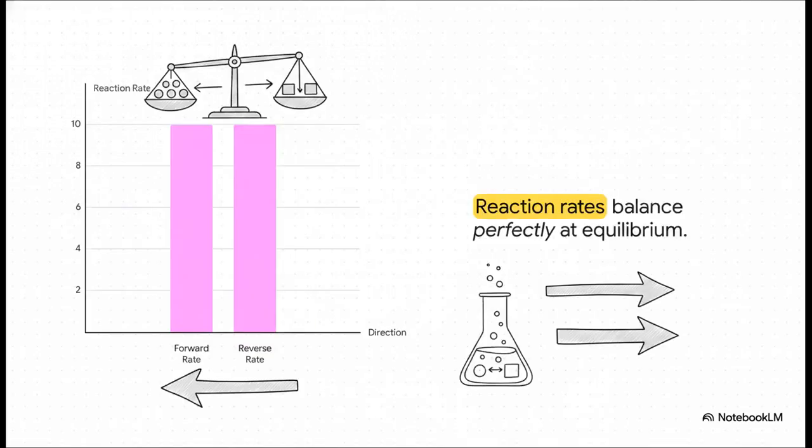And whether we're talking about physical phase changes or complex chemical reactions, the rule stays the exact same. The reactant levels just flatline once equilibrium hits. The forward and reverse reaction rates balance out perfectly. In fact, those two rates must be absolutely equal for the system to be at equilibrium.